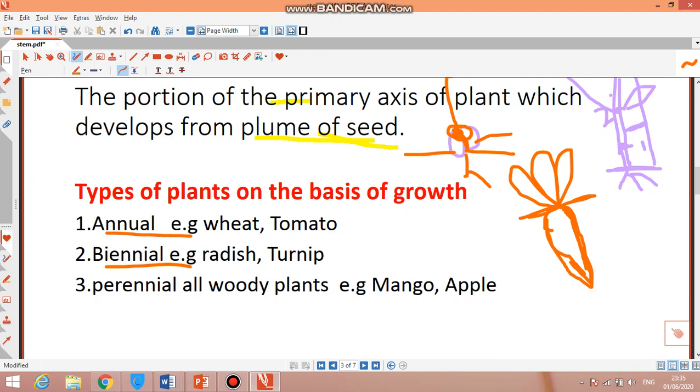Next one is the perennial. Perennials are those plants which live for several years. Mostly all woody plants are perennial. But there are certain exceptions, that some herbs are also perennial. But these are exceptional cases. Mostly, if you see, all the trees are perennial. Right? Okay.